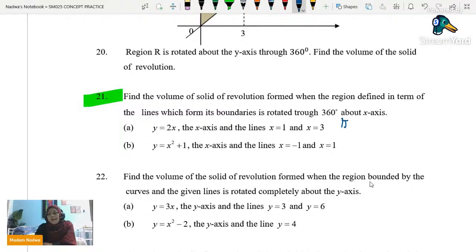So kita tengok soalan ni. Yang pertama A, dia kata y sama dengan 2x. So this is the first line.